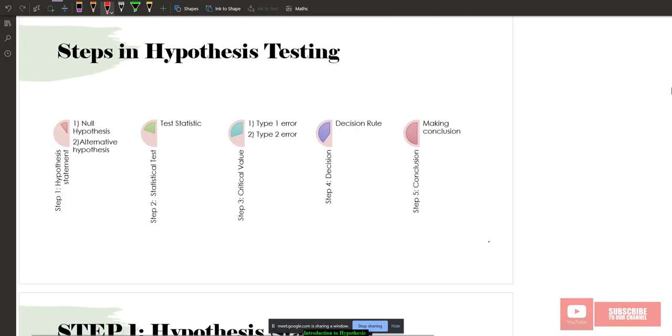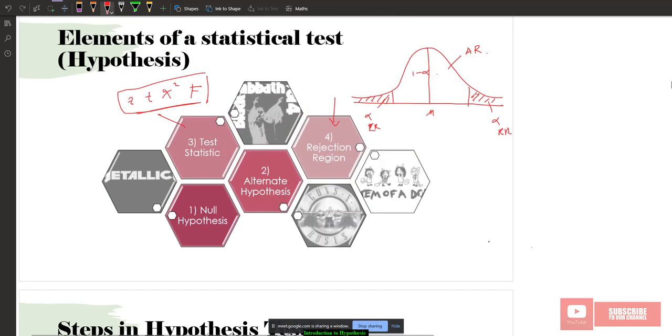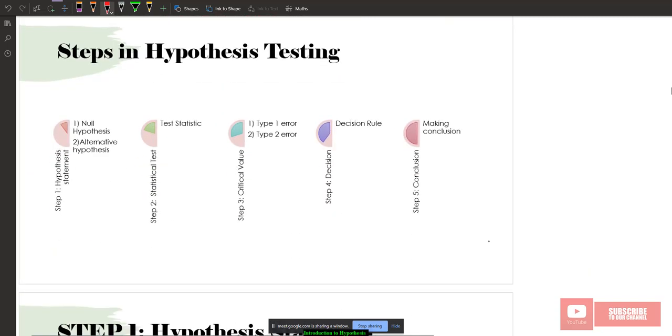So now, in conducting a hypothesis test, we have 4 elements, but in conducting hypothesis testing, or constructing a significance test, the first step is we need to write down our hypotheses. You should write down the null hypothesis, mean equal to 2, and the alternative hypothesis, mean more than 2, for example.